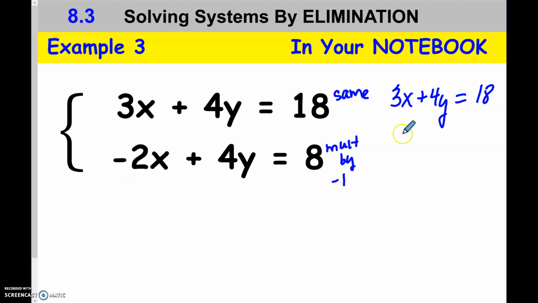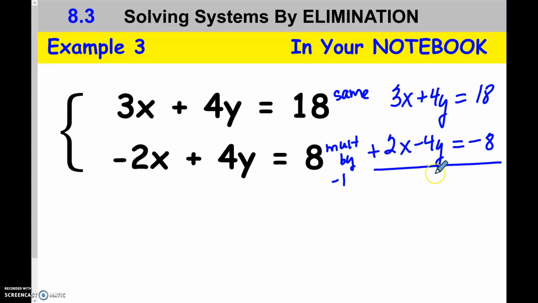So -2 times -1 is a +2x. 4 times a -1, so this is going to be a -4y. And then we're going to have a -8. So when you multiply by a -1, just look, all of their signs change. All right, now we're going to add these together.